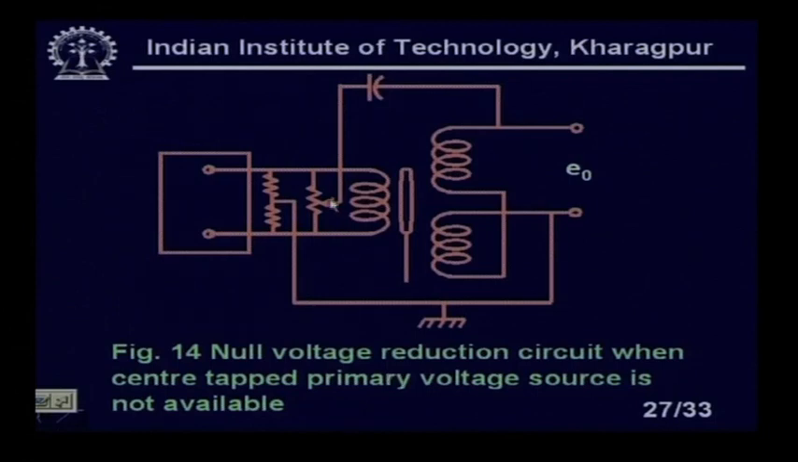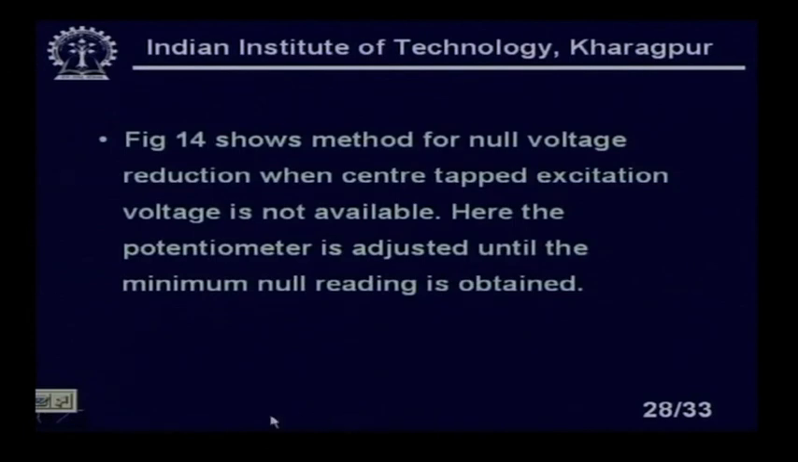You see here, the center tap is not available, so two potentiometers are dropped; this is grounded, and this again, as in the previous case, is grounded. So this will vary the position of the wiper. The voltage comes across the potentiometer, and changing the position of the wiper makes the output voltage become 0. So figure 14 shows a method for null voltage reduction when the center tap excitation voltage is not available. Here the potentiometer is adjusted until the minimum null voltage reading is obtained.